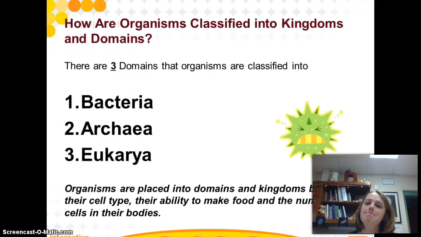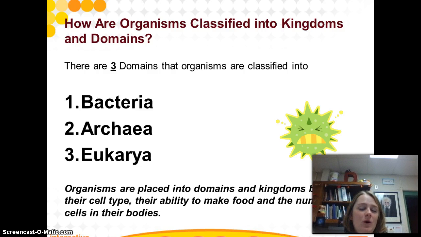Anyway, so the level he created was domain. And he broke that into 3 different domains. He broke it into bacteria, archaea, and eukarya. The 3 domains are bacteria, archaea, and eukarya. Which one do you belong to? You. Like you. Bacteria, archaea, or eukarya.